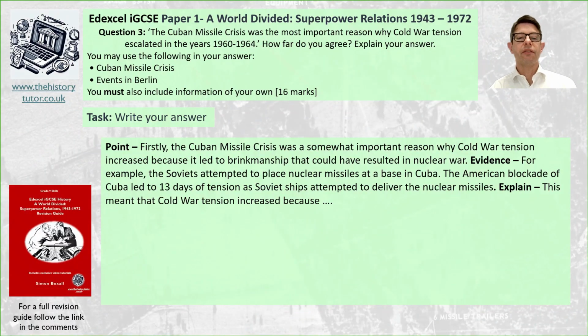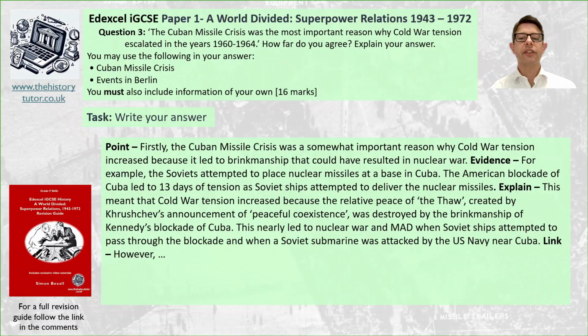Okay, so here's what I said. I said, for example, the Soviets attempted to place nuclear missiles at a base in Cuba. The American blockade of Cuba led to 13 days of tension as Soviet ships attempted to deliver the nuclear missiles. So now we've got some events. You might have similar, which would be great. Remember, we're trying to do event and then impact. So now let's explain the impact of this. How did consequences develop that led to brinkmanship? So say something like, this meant Cold War tension increased because, trying to explain how brinkmanship and tension developed. Pause me now and give some consequences from our plan.